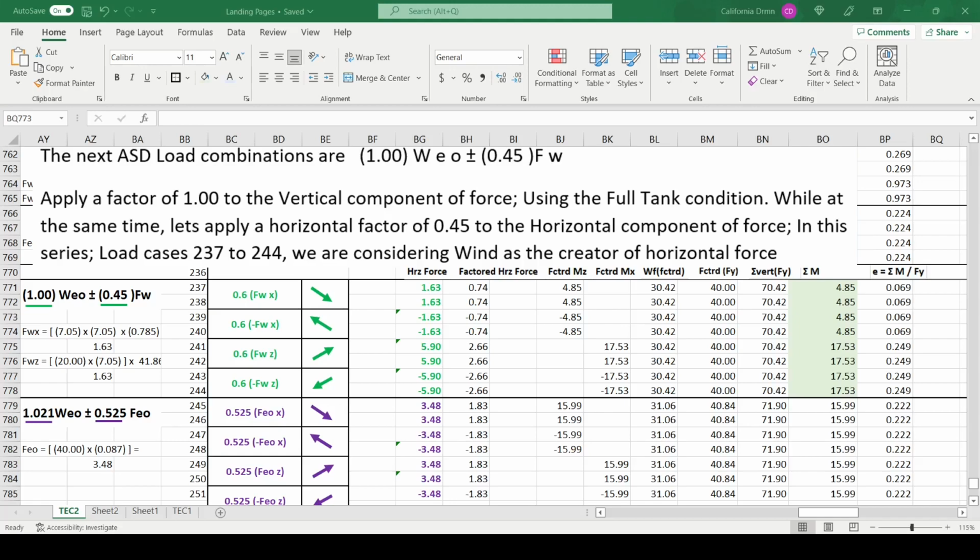The next ASD load combinations are 1.00 WEO plus or minus 0.45 FW. Apply a factor of 1.00 to the vertical component of force, using the full tank condition, while at the same time, let's apply a horizontal factor of 0.45 to the horizontal component of force. In this series, load cases 237 to 244, we are considering wind as the creator of horizontal force.